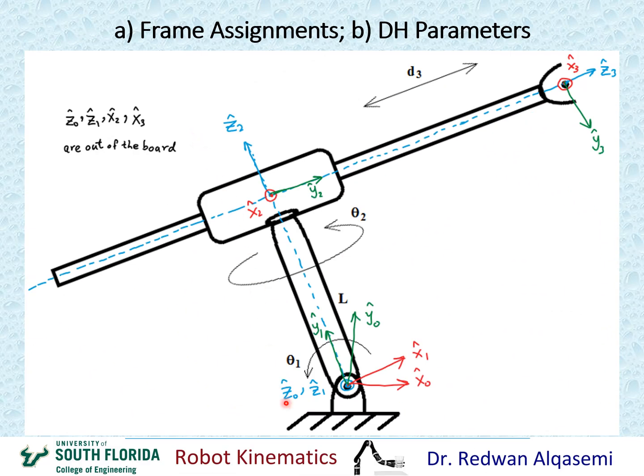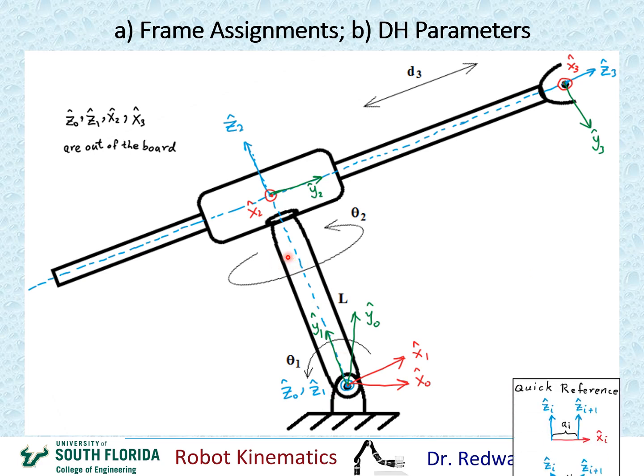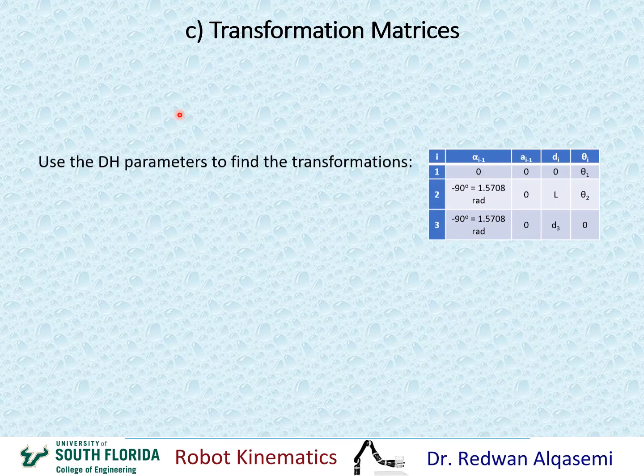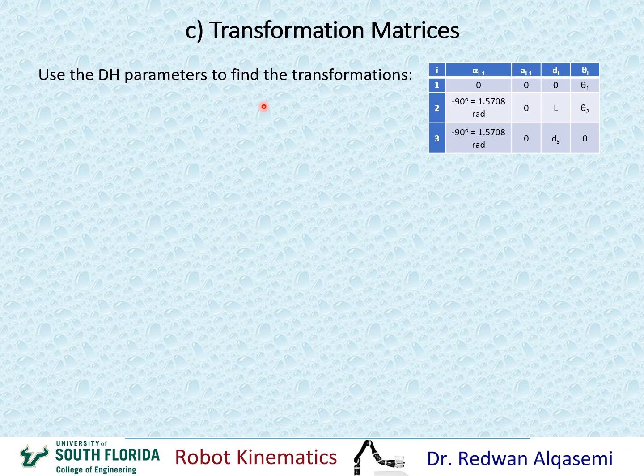In this slide, I'm going to show here just the figure in a more clear way, where we have the frame assignment and the DH parameters table. And I have also kept the quick reference here for how to find the DH parameters between the frame assignments. In this step, I'm going to just put here a reminder of the DH parameters that we found earlier. And here we just need to find the transformation matrices for our robot.